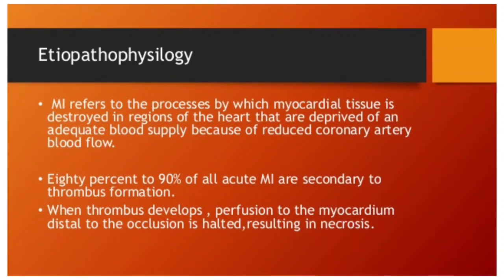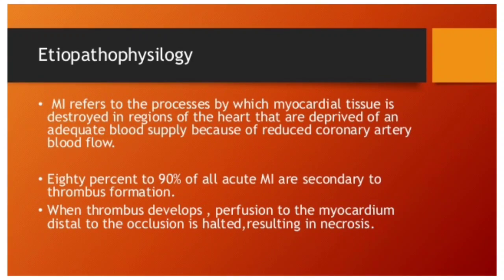Now, etiopathophysiology. MI refers to the process by which myocardial tissue is destroyed in the regions of the heart that are deprived of an adequate blood supply because of reduced coronary artery blood flow. It means the myocardial tissues will be destroyed because of deprived blood supply to the myocardial layer, which will cause MI.